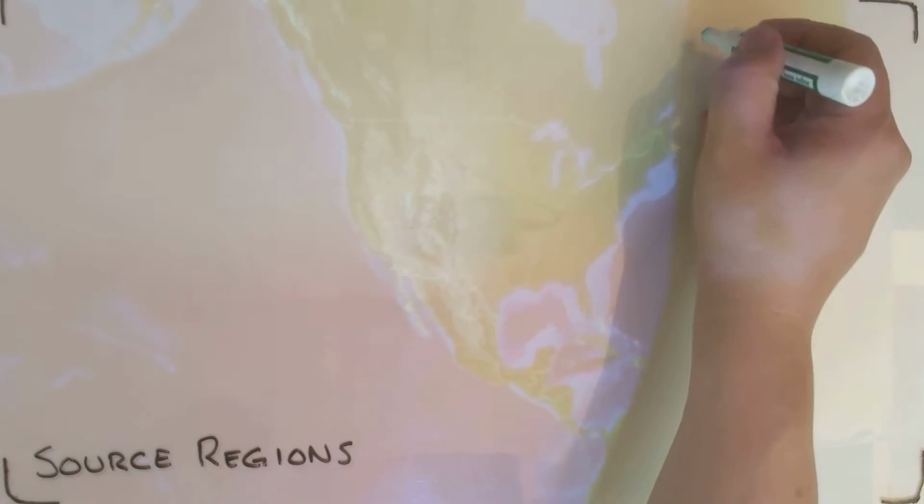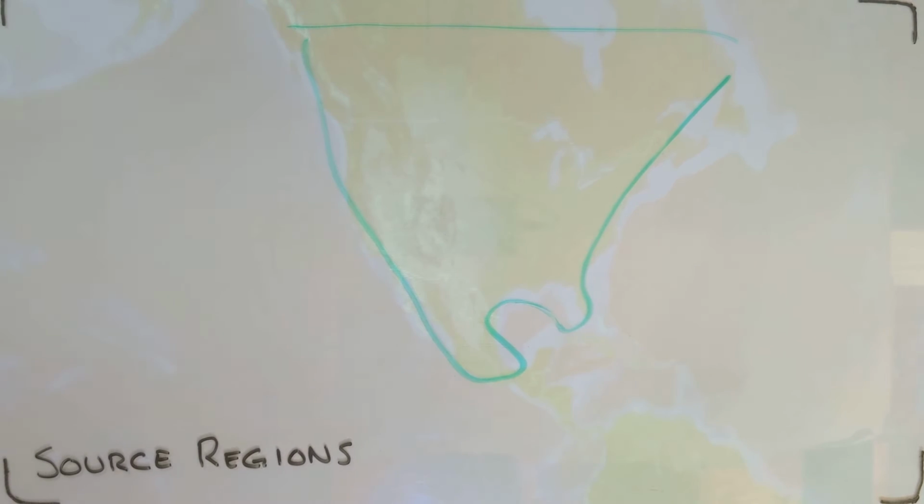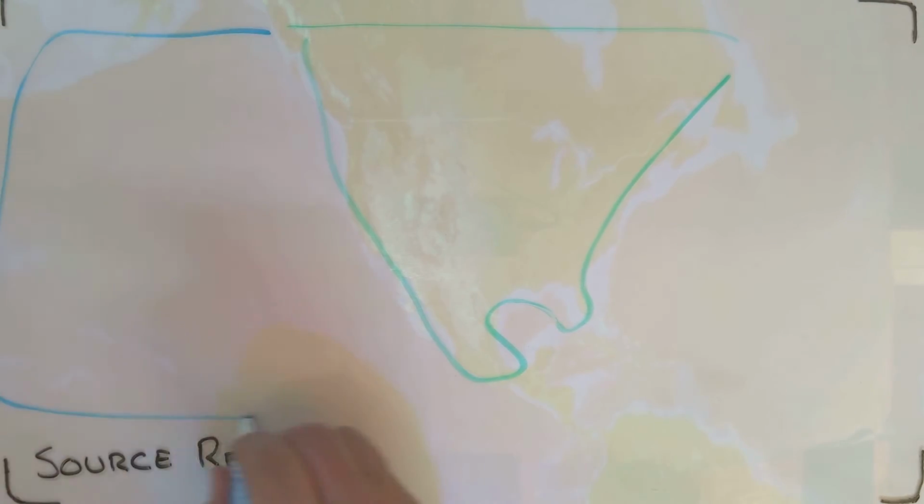Okay, so as we just mentioned, there's two types of air masses. There's continental air masses and maritime air masses. Continental air masses are going to form over the continents, so any place over land. The maritime air masses are going to form any place over water.